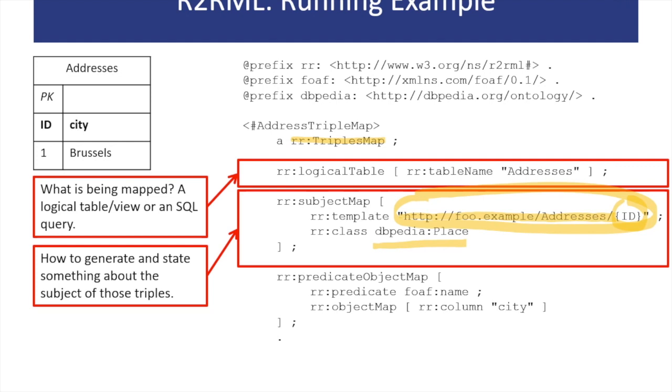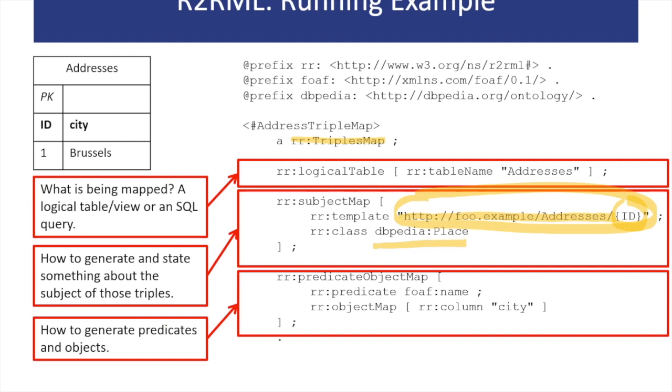Now, finally, a triples map can contain 0 or more predicate object maps. Predicate object maps, as the name implies, will generate for each row predicate and object combinations. We will see what will happen if we provide more predicate map directives and object map directives in a predicate object map.